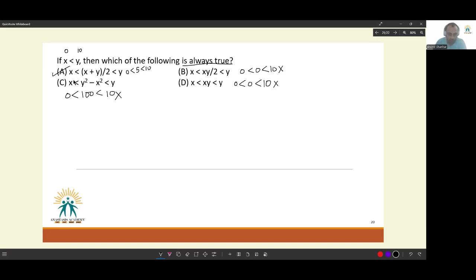Otherwise, you can also look at option A and see a very wonderful thing. x plus y by 2 is the AM, arithmetic mean. Arithmetic mean has a property that it is always greater than the smallest value, and it is always lesser than the largest value. Given that there are only 2 values and x is the smallest and y is the largest, this relationship always has to hold true. By theoretical understanding also, option A will survive, and that will be the answer.